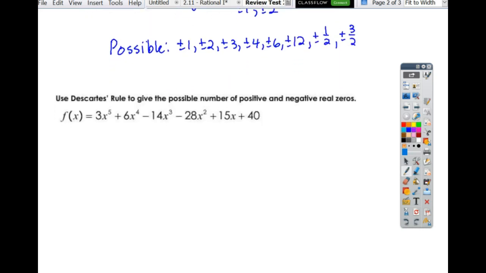So next, I want to use Descartes' rule to give the possible number of positive and negative real zeros. So I'm going to do the positive first. So this is positive, positive. So here's 1 change, stays negative. There's 2, stays positive. So my positives, I have 2. And if I subtract 2, I get 0. So I have 2 or 0 positives. Next, I'm going to plug in a negative x into this equation.